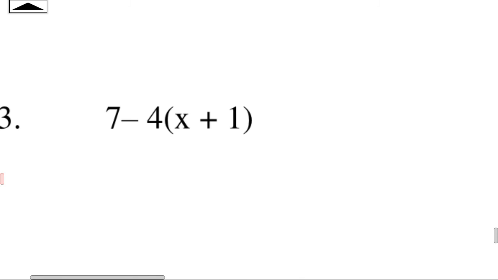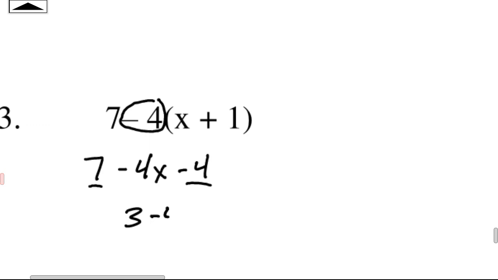So this one here, this negative 4, it's attached to this. Okay? So we need to distribute first. That 7's just kind of chilling out front for now. Okay, so I got a 7 out front. What's negative 4 times x? Negative 4x. What's negative 4 times positive 1? Negative 4. And then I get 7, take away 4 makes 3, and then minus 4x comes down.